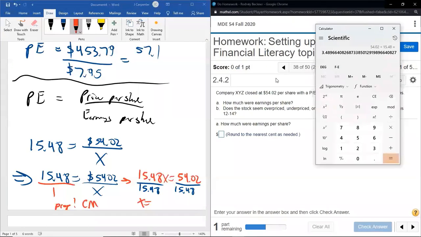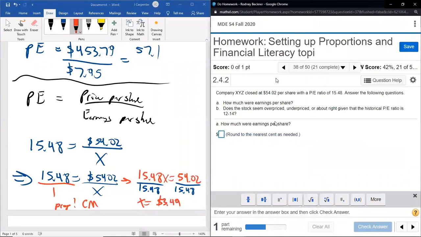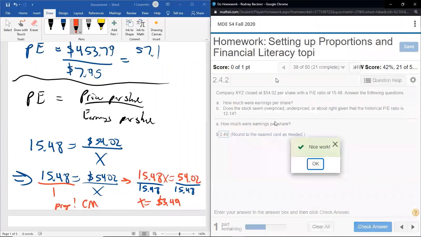This is a dollar amount. Remember that X was in earnings per share, so that should be 3.49 since we're rounding it to the nearest cents. 3.49. So that means if you owned one share of that company, you would get $3.49 for owning that share of the company. If you own 10 shares, you'd get $34.90.